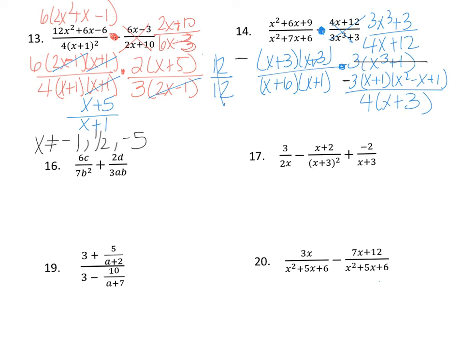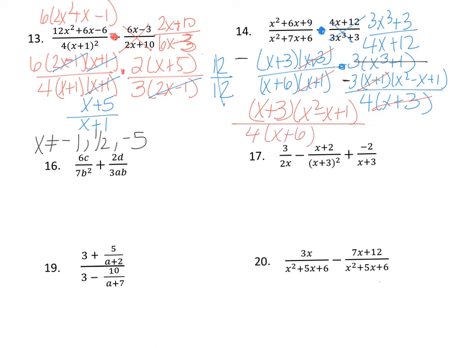So what can I cancel? This x plus 3 with this x plus 3, that divides out. The x plus 1 and the x plus 1. And that's it. Nothing else is going to cancel. So I have in the numerator x plus 3 times x squared minus x plus 1 over 4 times x plus 6.